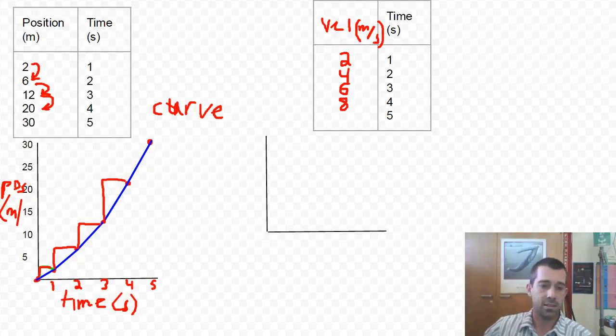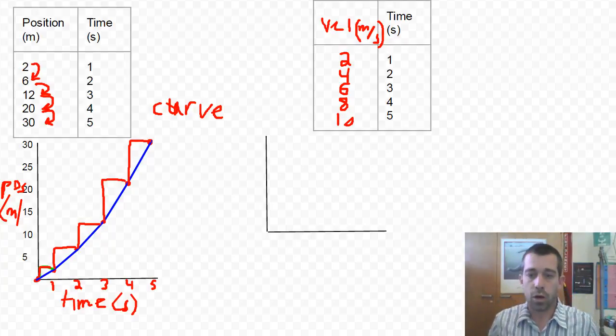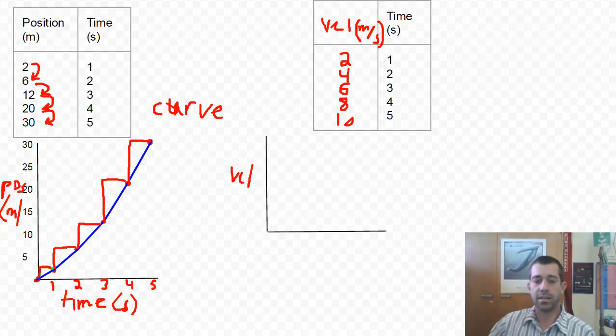And then lastly, we've got a big jump of 20 to 30. So that's a jump of 10 meters in 1 second. Okay, so we're going to go ahead and plot that onto our velocity graph. And again, this is velocity in meters per second. I just want to make sure that I write my units every time. And this is time in seconds down here.